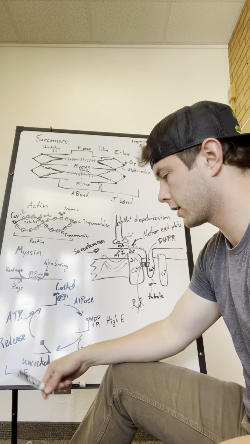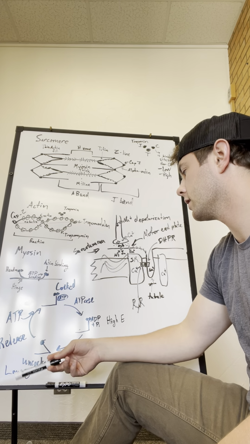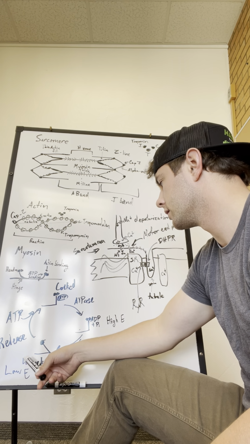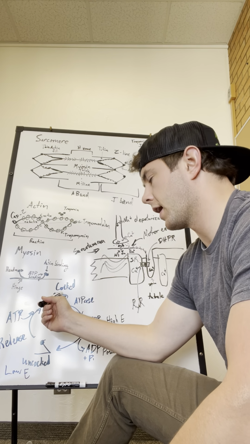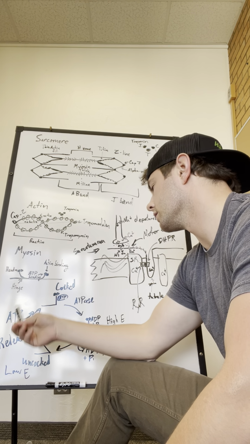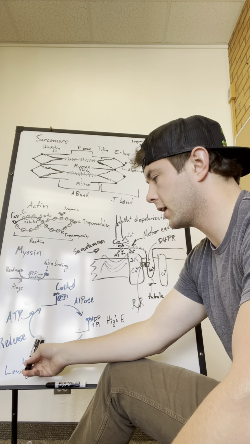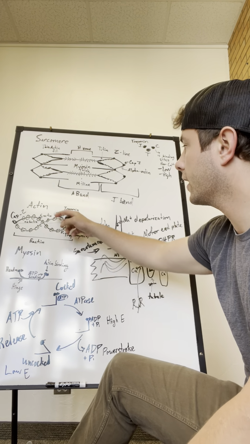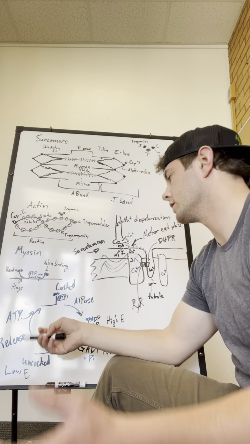So now we're uncocked, we're at a low energy state. We need to get back to a high energy state, and the only way that happens is if we get ATP attached to the myosin head again. Once ATP attaches to the myosin head, it will release from the active site on G-actin, and then we've reset.